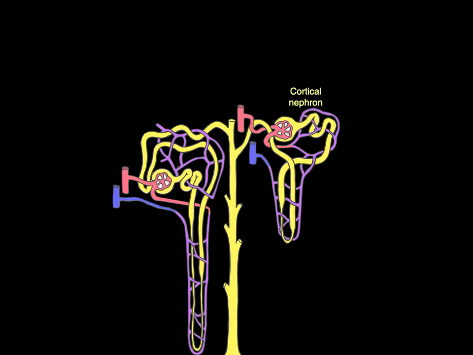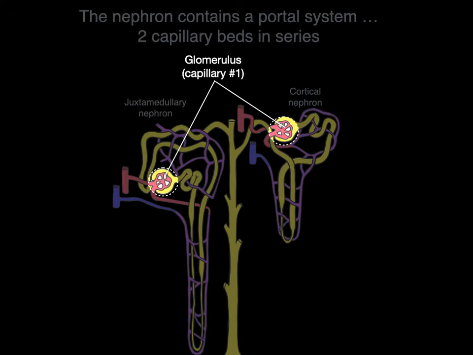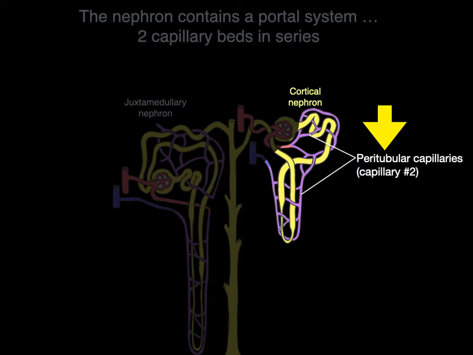So recall, we have two types of nephrons, a cortical nephron, primarily in the renal cortex, and these juxtamedullary nephrons. Only 15% of all nephrons are those that go all the way down into the renal pyramids. Almost all nephrons, of the millions of them in our kidneys, are cortical nephrons. And the nephron contains a portal system, two capillary beds in series. So I'm reviewing this. The glomerulus is capillary number 1, and blood exits through the efferent arteriole, and goes into the peritubular capillaries, capillary bed number 2.